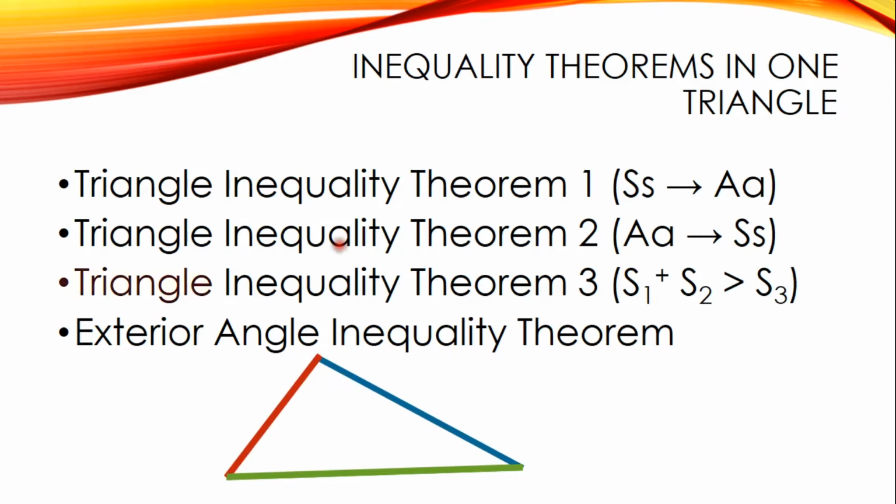We have also Triangle Inequality Theorem 3, which states that the sum of the two sides of a triangle is always greater than the third side. And we have the exterior angle inequality theorem. It states that an exterior angle of a triangle is greater than either of its two remote interior angles.